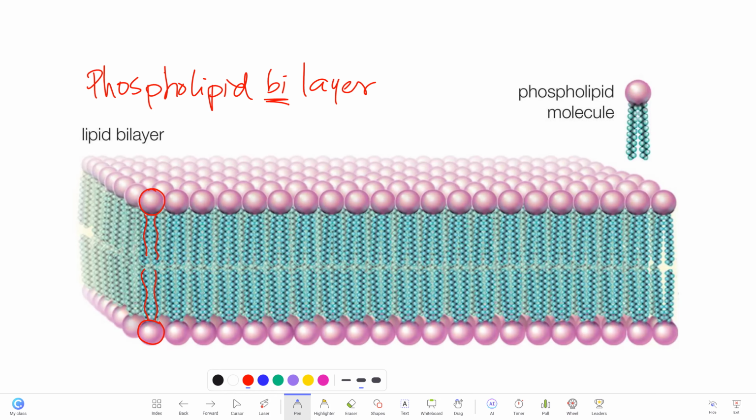Molecules of the cell membrane. And what's the structure of phospholipid? Hydrophilic head, hydrophobic tails. And when they come together, what do you call the layer? Phospholipid bilayer. Okay. Now look at this.